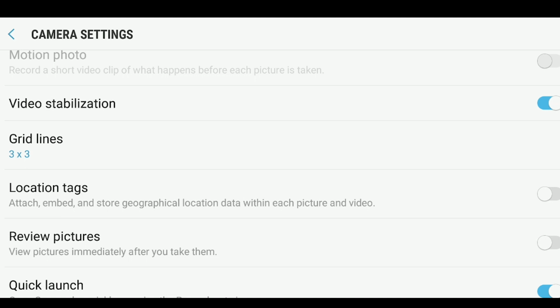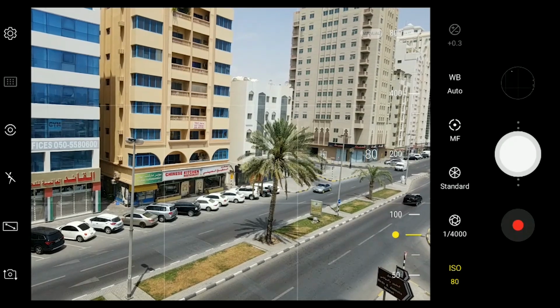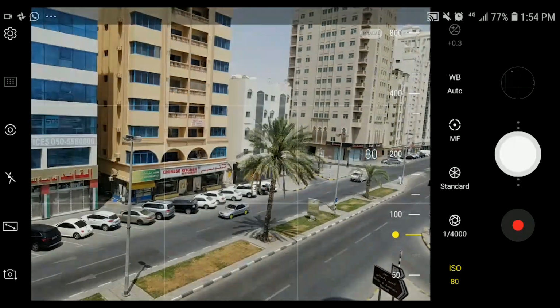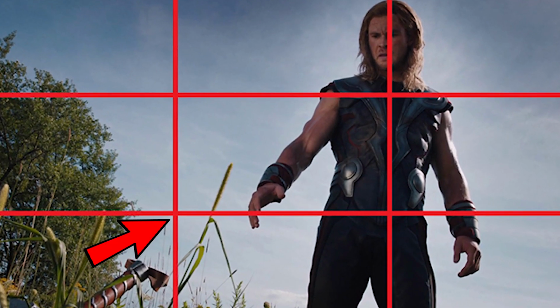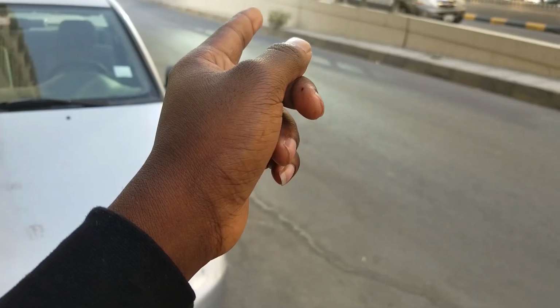I personally enable grid lines for reference regarding the rule of thirds. The rule of thirds is a type of composition in which the frame is divided into thirds both horizontally and vertically, creating reference points which act as guidelines while framing the image.